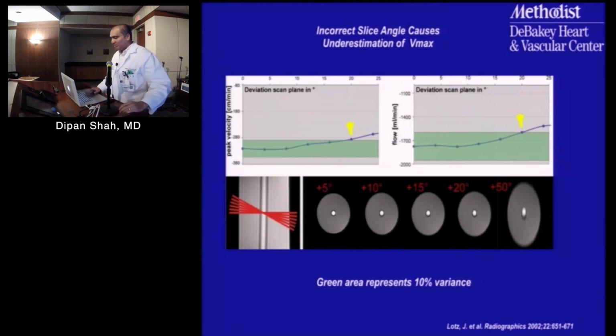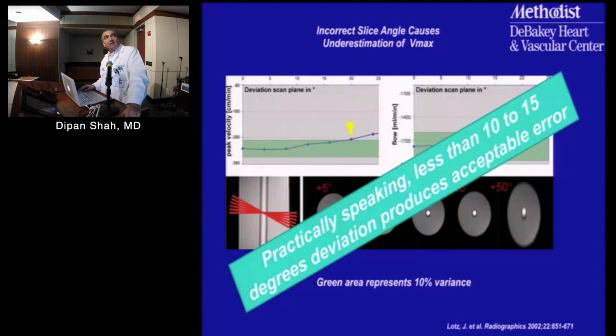These authors concluded that about a 10 to 15 degree deviation from being perpendicular will still produce an acceptable error, still giving you measurements that are within 10% of each other. Now, obviously, you want to try to be as perpendicular as possible.